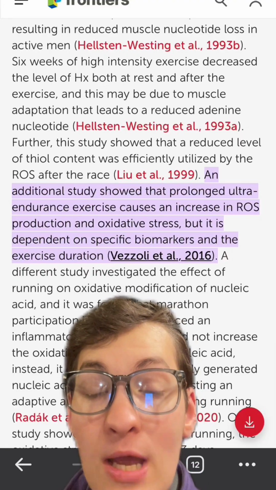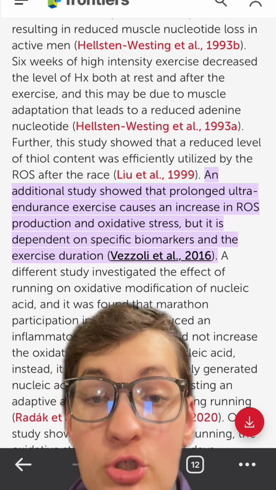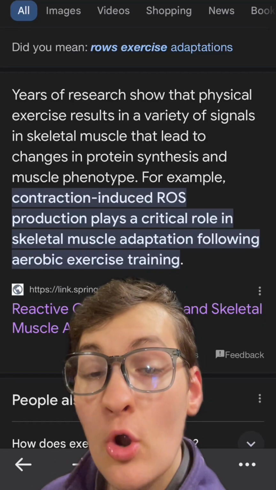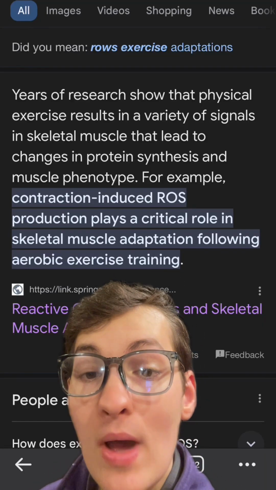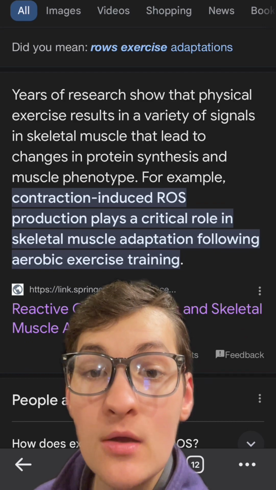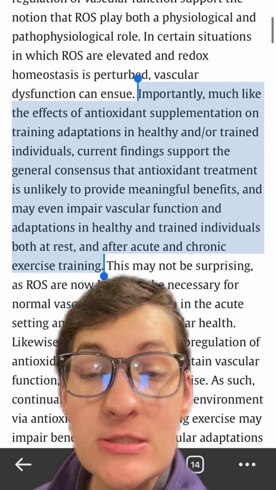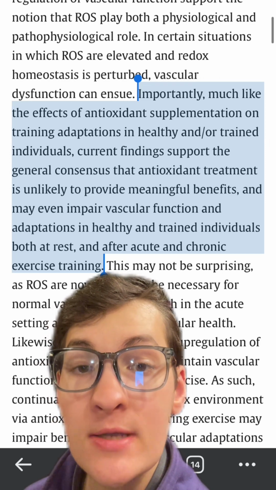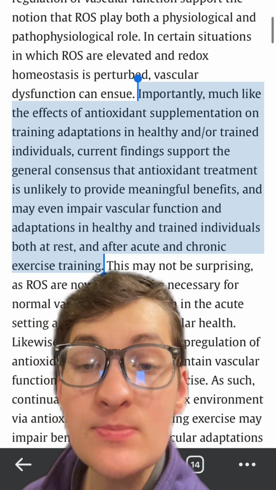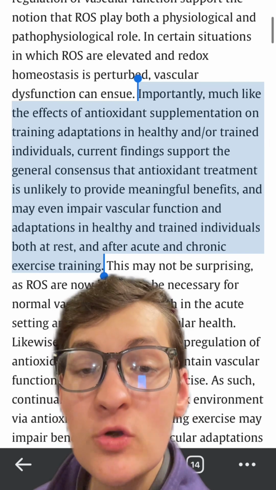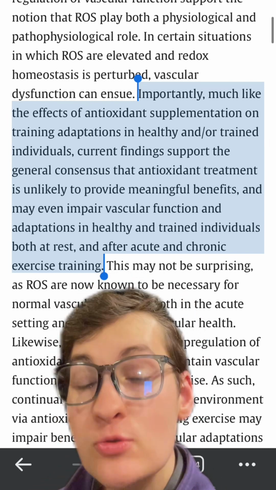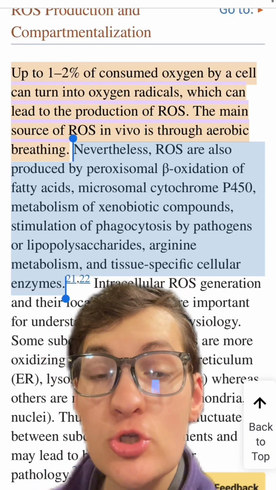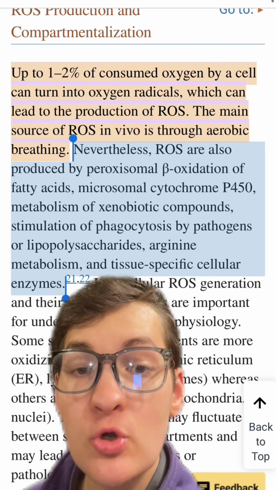Interestingly, because exercise increases our energy production and oxygen consumption, it increases our production of reactive oxygen species. But these ROS are actually critical for muscle adaptation following exercise training. And most researchers indicate that antioxidant supplementation after exercise may actually reduce our ability to adapt from exercise, because these reactive oxygen species play a necessary role in signaling for skeletal muscle adaptations, as well as adaptations of the vascular system.